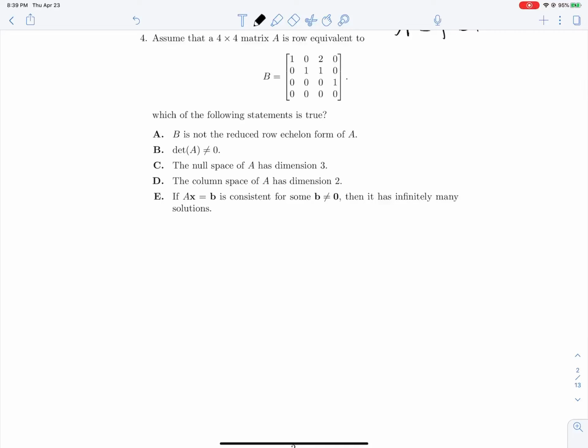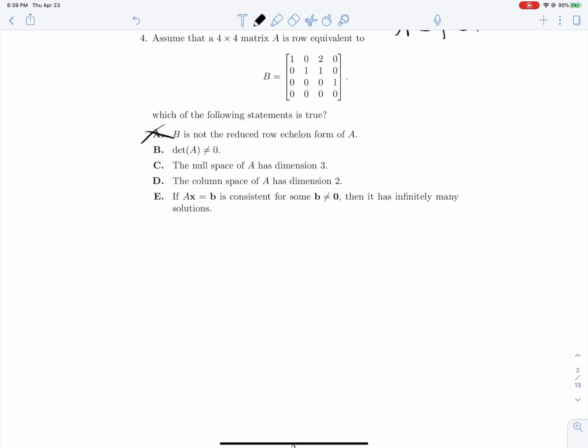4, we have a 4x4 matrix A that's row equivalent to B. Which of the following statements is true? A, well, if we look at B, B is in the reduced row echelon form. We see this stair-step pattern here with our leading terms, and all of our leading terms are 1s, and all of the entries above our leading terms are 0s. So row echelon form, that's confirmed, so A is false.